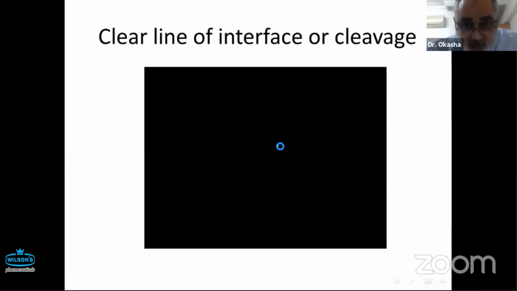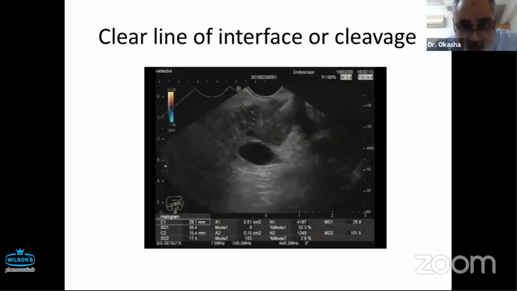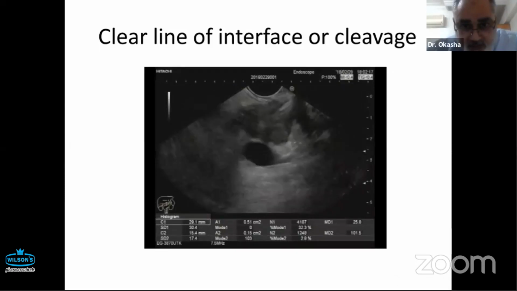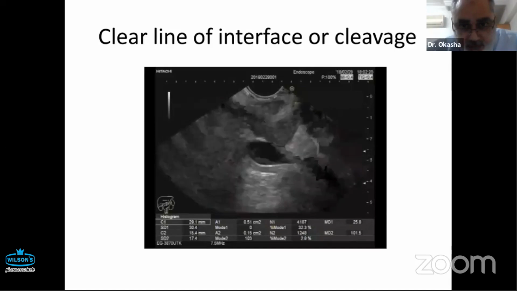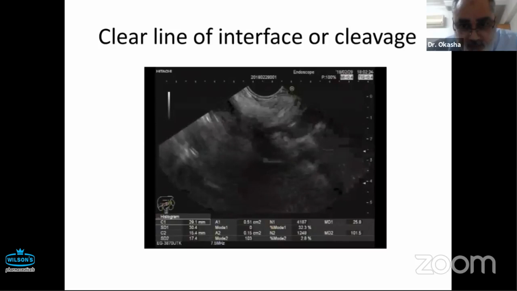This short video shows very nicely a very clear line of cleavage between the vessel and the mass. This is a well-localized pancreatic body mass, and this is the venous confluence. You'll notice here that the interface between the vessel and the mass is very clear. It is whitish, uninterrupted, continuous, no compression, no invasion. Very nicely seen line of cleavage between both.